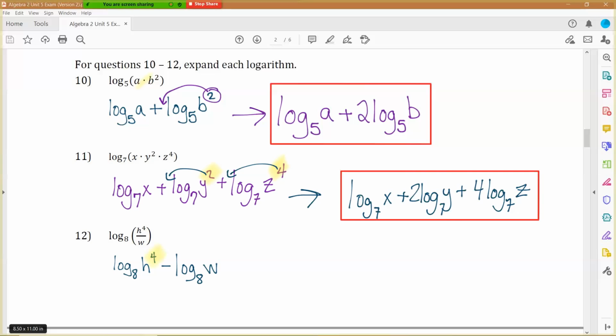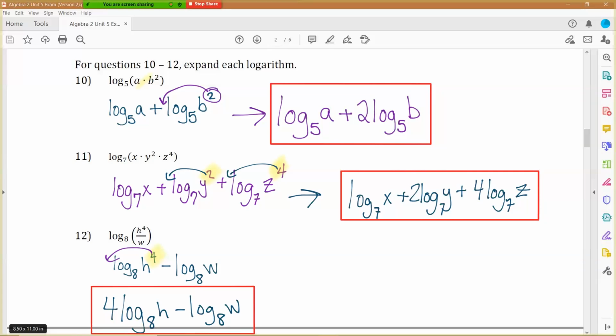One last thing, we've got this 4 as an exponent. It needs brought down out front. So 4 log base 8 of h minus log base 8 of w. Final answer worth 2 points apiece for all 3 of them.